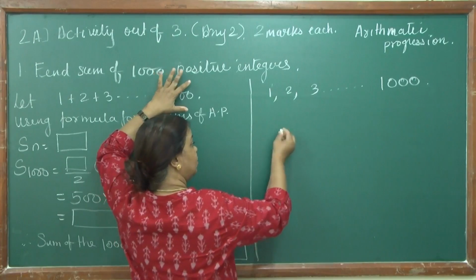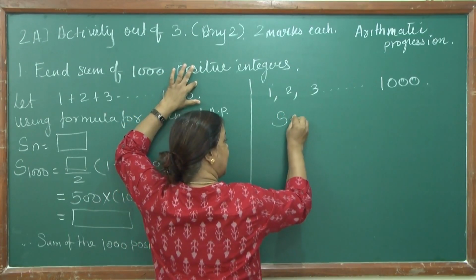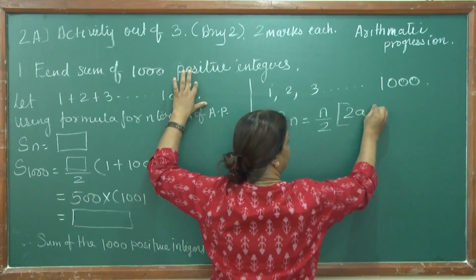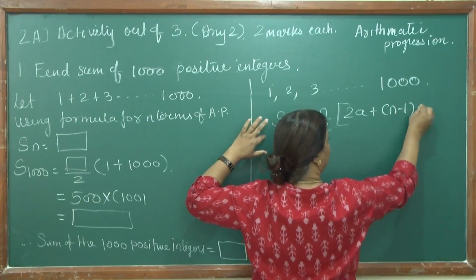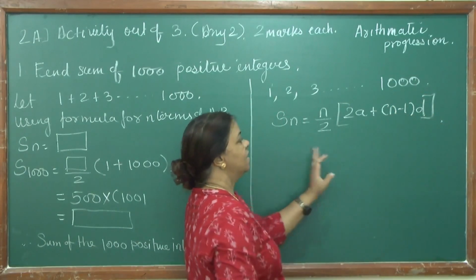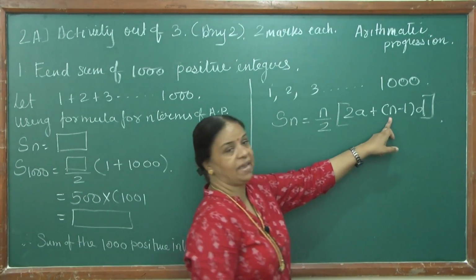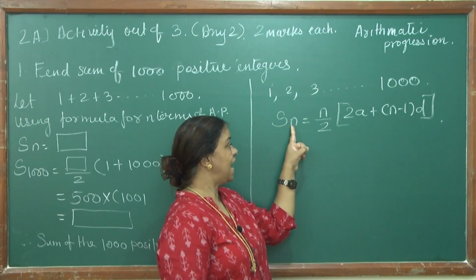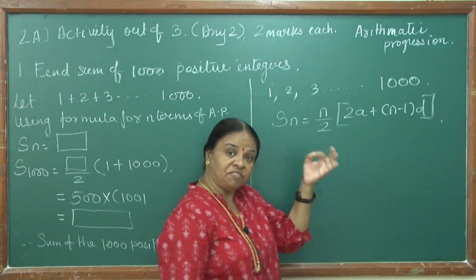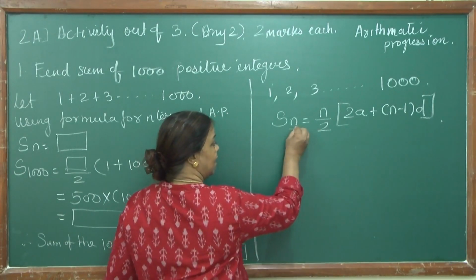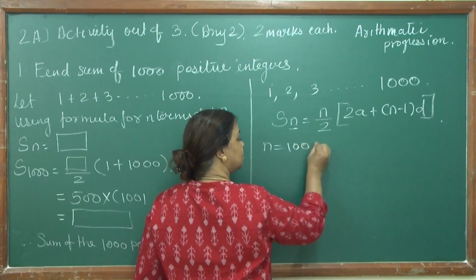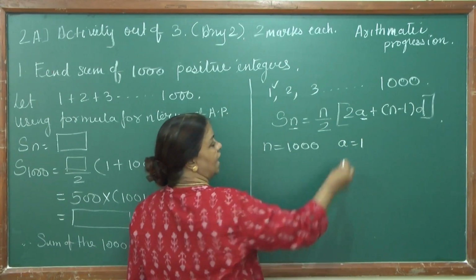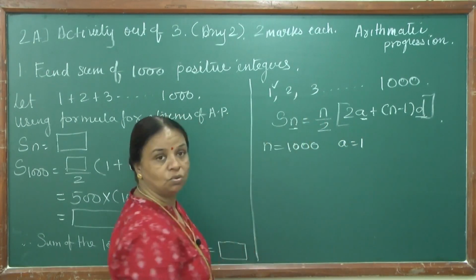So what is the formula which you will be using? Sn is equal to n upon 2 in the bracket 2a plus n minus 1 into d. So you will require a, you will require d and you will require n. We want to find out sum of 1000 terms. Sum of n terms means this, and if sum of 1000, n will be equal to 1000. A is the first term always and d is the difference between 2 consecutive terms.